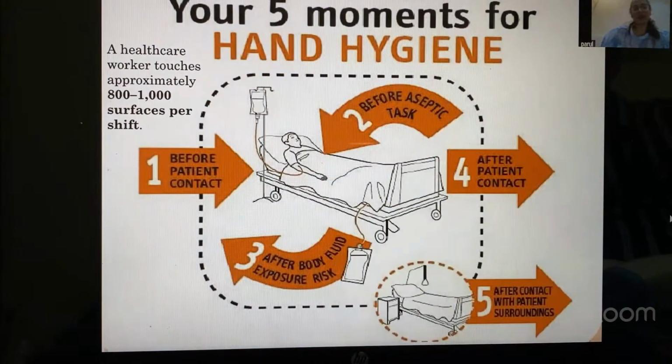Very simple studies have shown a healthcare worker touches approximately 1,000 surfaces per shift. So our job doesn't end when we enter this place and do a hand washing. It has to be done before every patient contact, before every aseptic procedure, after every body fluid exposure, after every patient contact, and after contact with any patient surroundings. So it has to be done repeatedly and has to be reminded and reinforced amongst yourself and amongst your colleagues, because that is what is going to save lives.